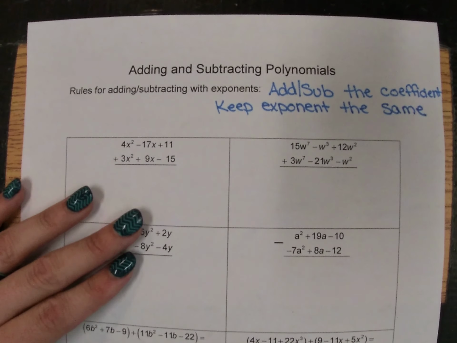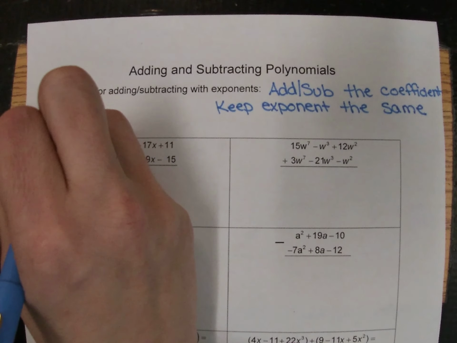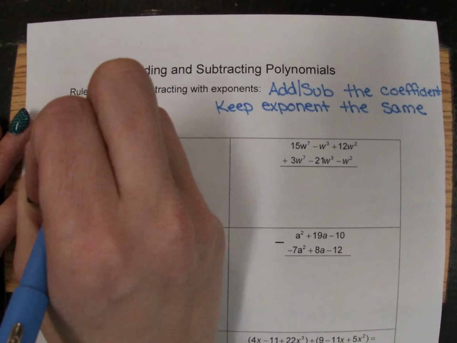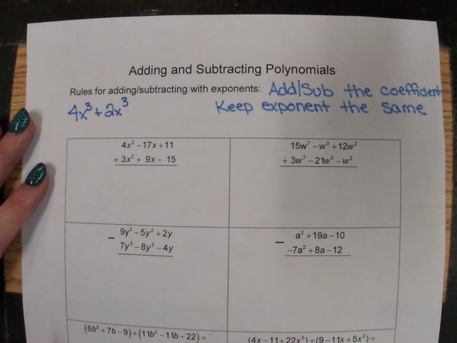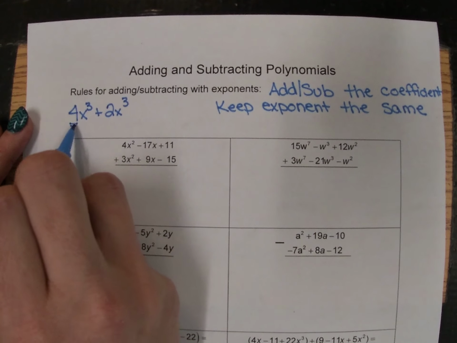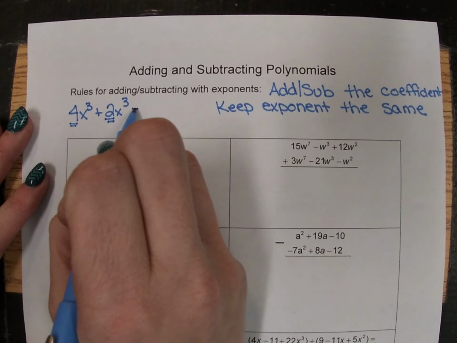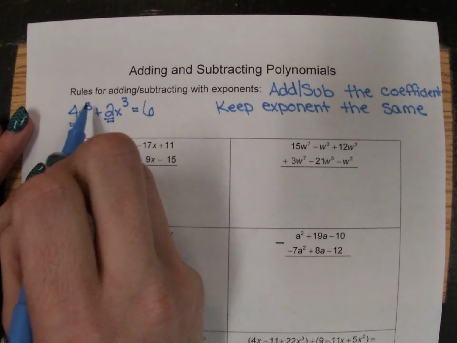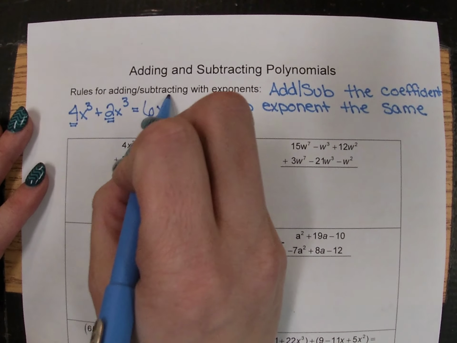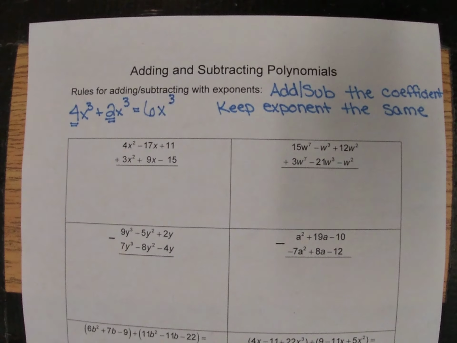So if we are looking at something like 4x to the third plus 2x to the third, we would take the coefficients, the big numbers in front, and add those together. Then the exponent is staying the same, so we're just getting a 6x to the third.